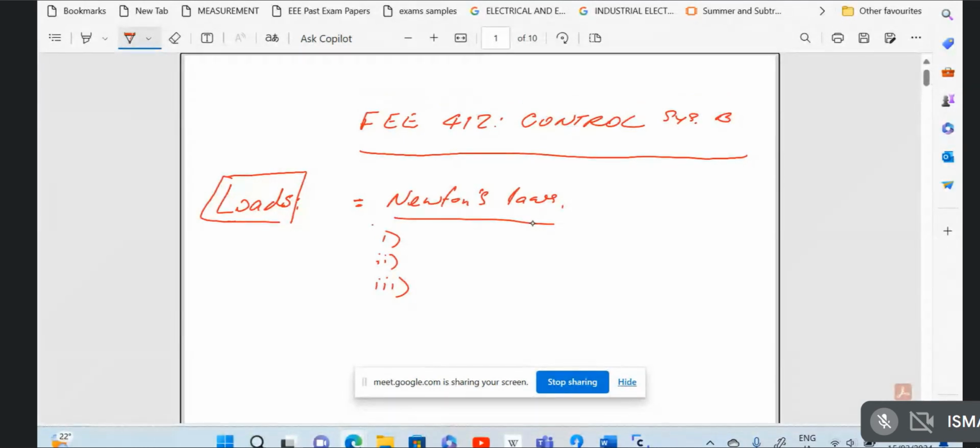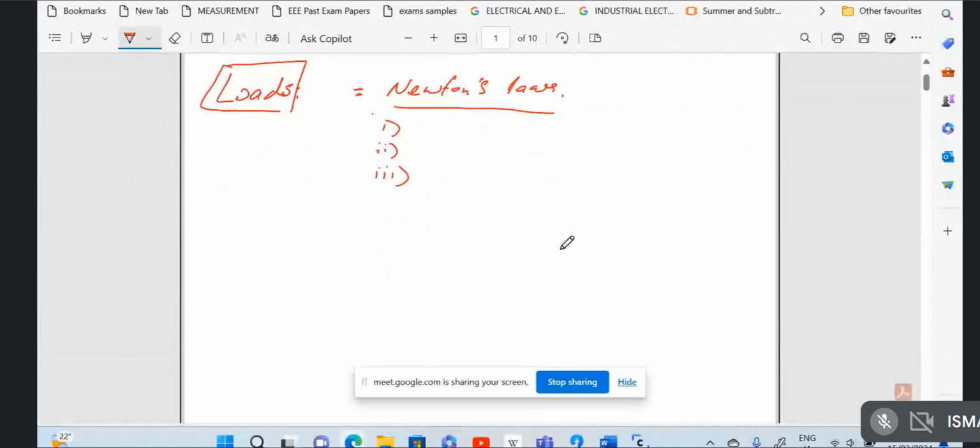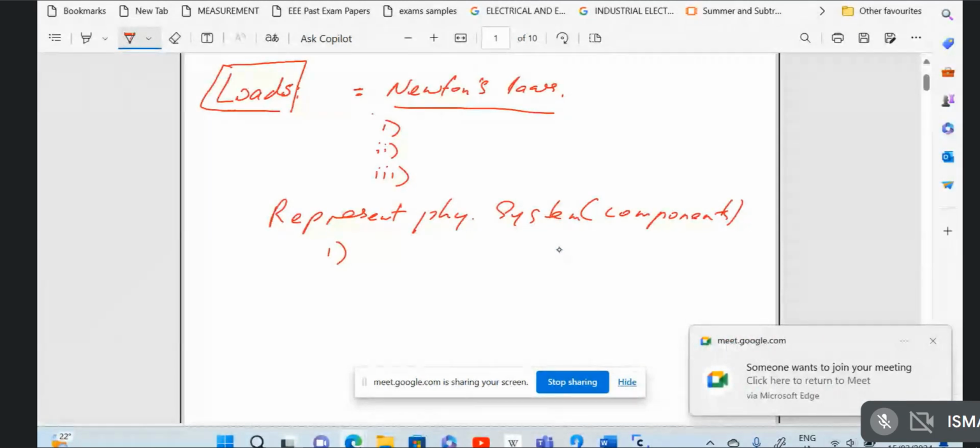They're working, but mostly in the control system, we shall do the representation. We represent physical systems or components, and the way of presenting systems.